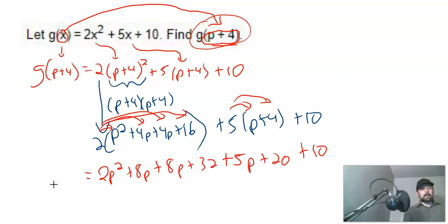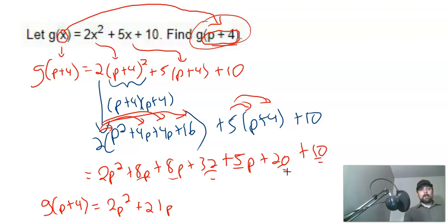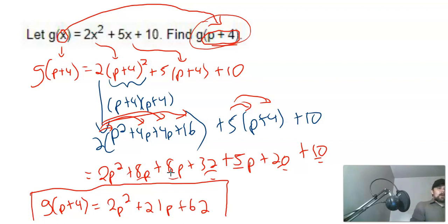And then we're just going to combine like terms. So we'll get g of p plus 4 is going to equal 2p squared. There's nothing to combine that with. 8p, 8p, and 5p is going to be 21p. And then 32, 20, and 10. That's going to be 30 plus 32, which will be 62. And we get this new looking equation, which is based on the old one. So we've basically just converted it from the variable x to a new variable p using that substitution. All right. And so that would be the answer there.